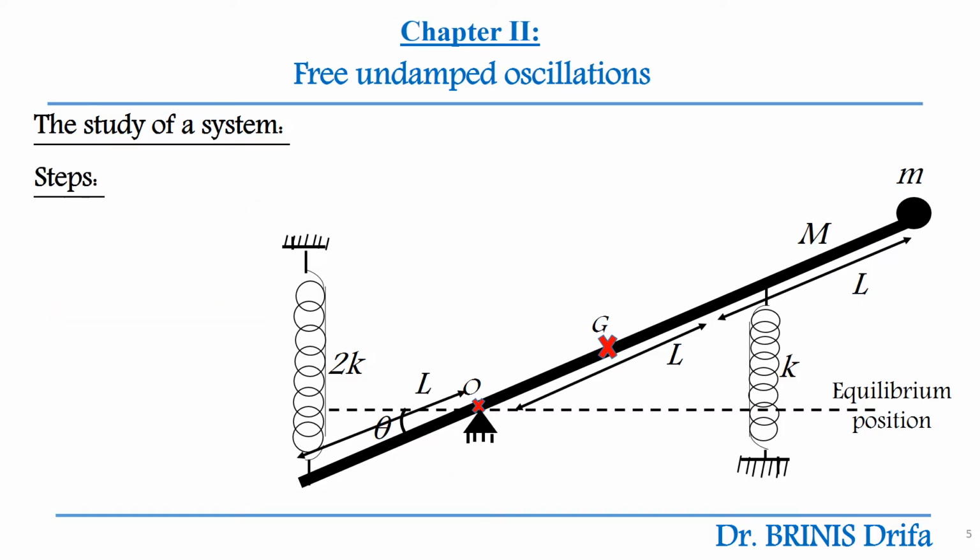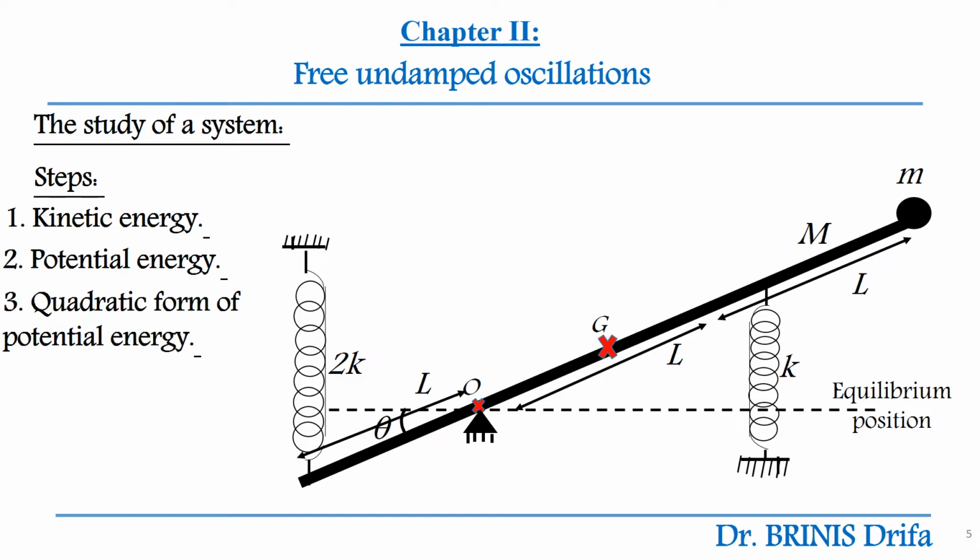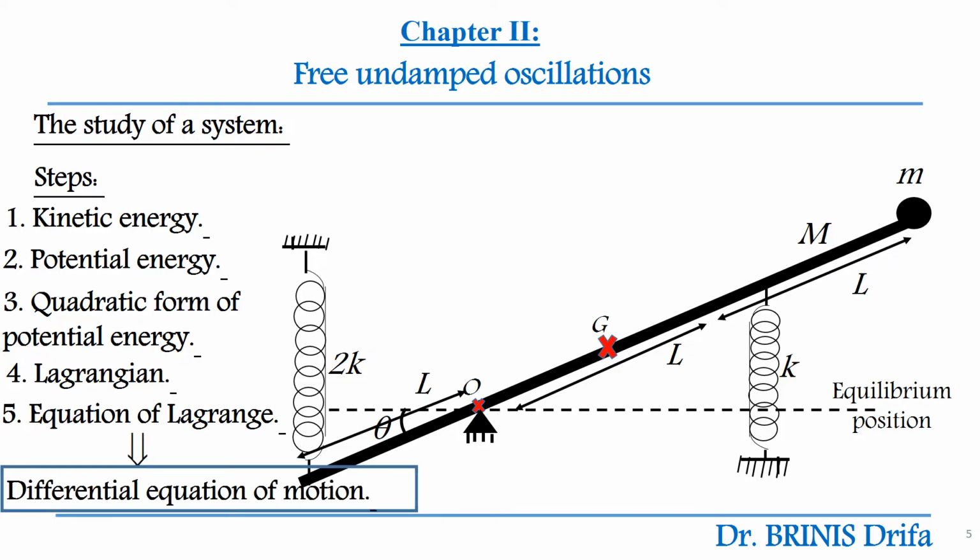To answer the first question, we have to follow 5 steps. The first is kinetic energy, the second is potential energy, the third is the quadratic form of potential energy, the fourth is the Lagrangian, the fifth is the equation of Lagrange, which leads to the differential equation of motion, and then the resolution of the differential equation of motion leads to the equation of motion.